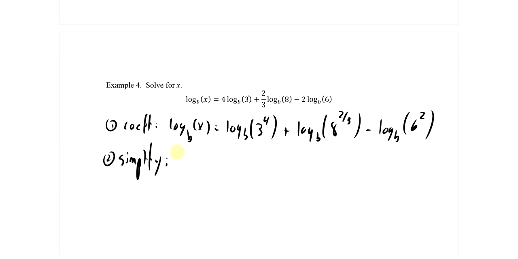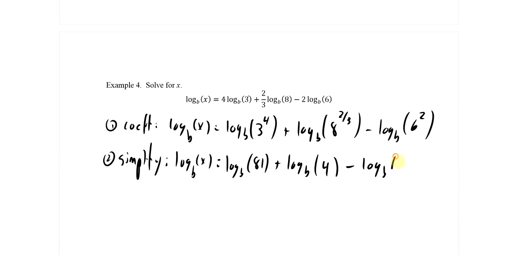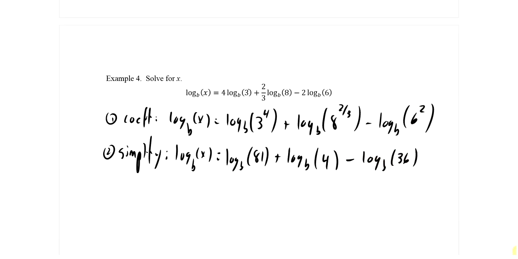Simplify. So log base b of x, always write down the left-hand side of your equation. 3 to the 4th is 81. And then we have 8 to the 2/3. Well, 8 to the 1/3 is 2, and 2 squared is 4. And 6 squared is 36. And then work your way from left to right, doing the addition and the multiplication.